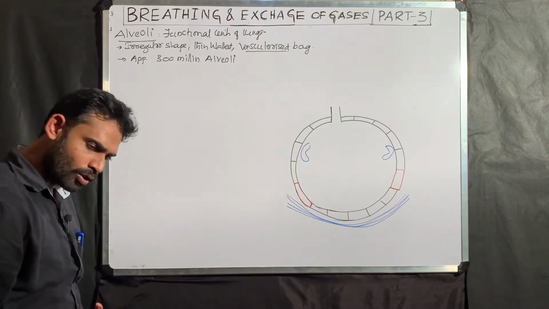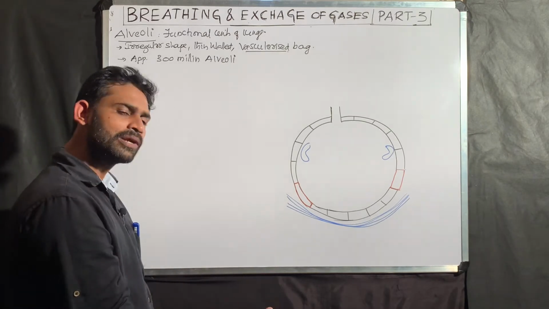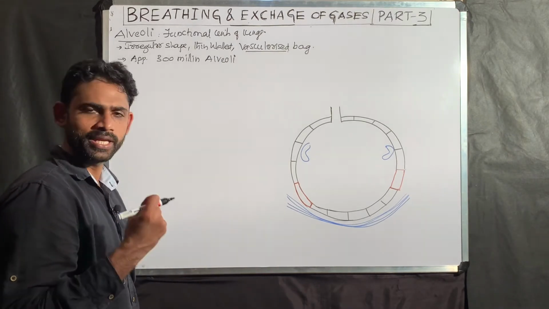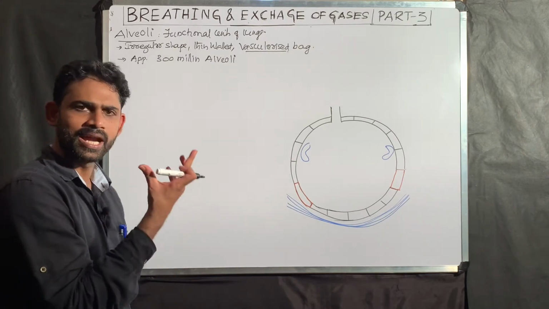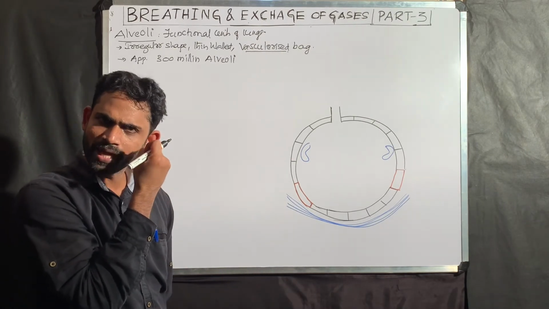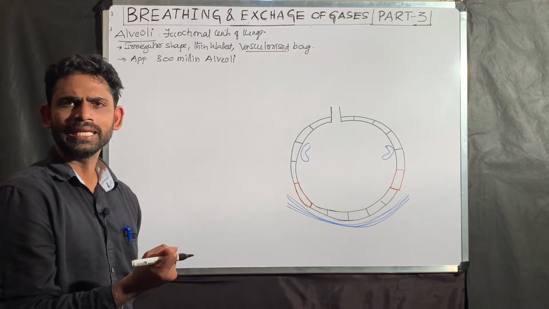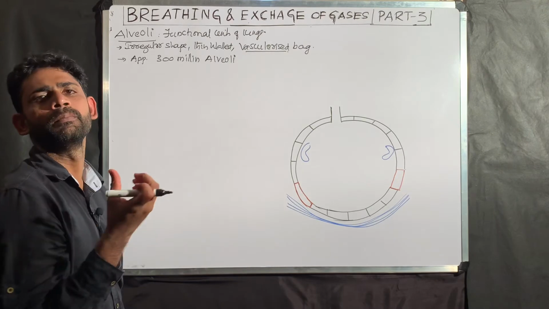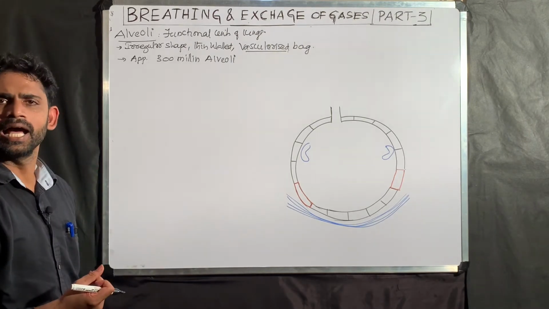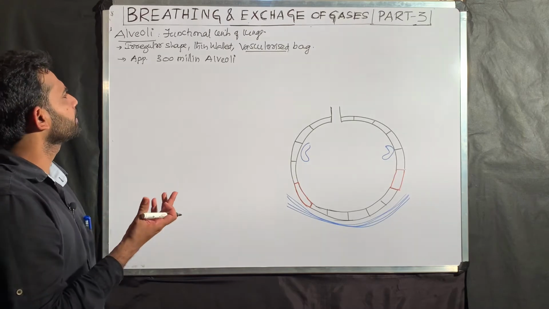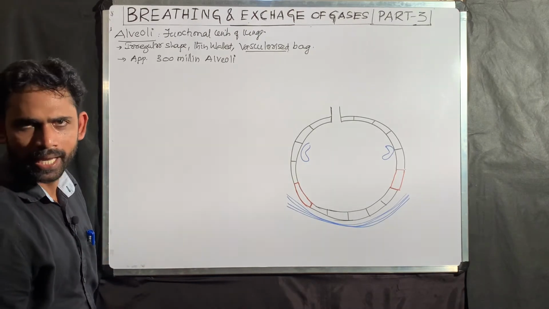The total body consists of billions of cells. Each and every cell requires oxygen, so each and every cell produces carbon dioxide. That is why the rate of diffusion should be very high. That is why surface area is uniquely increased because of the bronchial tree, because of the formation of the alveoli. So human lungs approximately consist of 300 million alveoli.